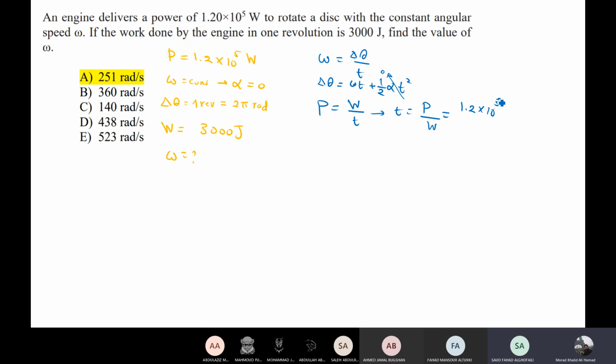So time here will be work over power, which is equal to 3000 over 1.2 times 10 to the 5. Sorry, 10 to the 5 over 3000, and this is equal to how much, guys? 0.025 seconds. Wait, how did you get power over work? We know that power is work over time, so it should be work over power, shouldn't it? Yes, moreover.